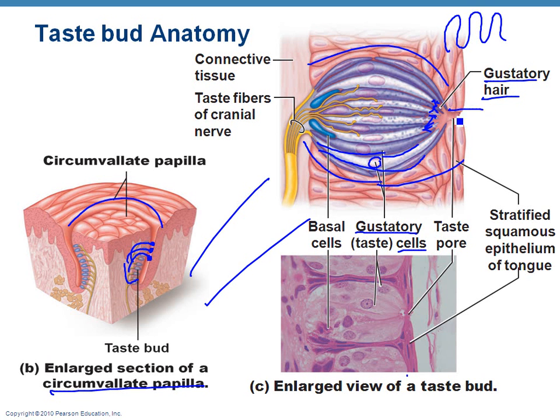We also have something called a taste pore. This is pretty much an opening where the food molecule is going to have to travel through to get to the gustatory cell. What else? Let's see. Okay, yes, we have the basal cells. What do basal cells do? Basal cells are like stem cells. They make more cells. Gustatory cells regenerate about every 10 days, so you would have to have some sort of stem cell or basal cell to be able to replace those.